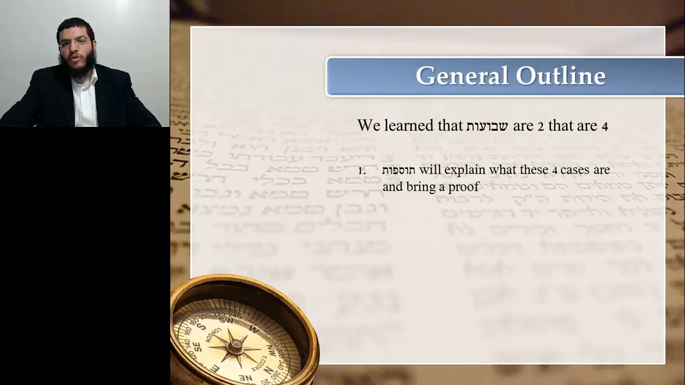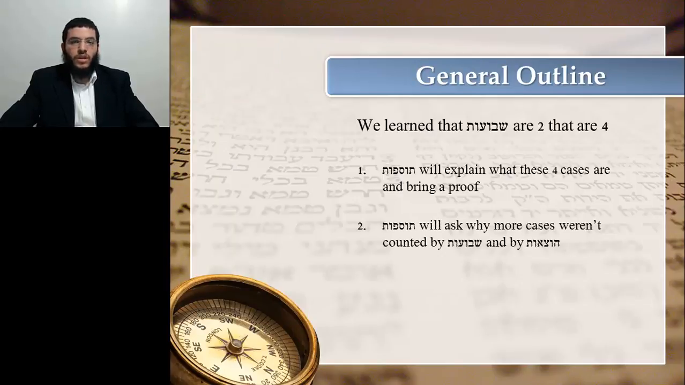Tosfos will tell us what they are and bring a proof, because there are actually other ways of learning what these cases are. And the second part of Tosfos is Tosfos will ask, why do we say that there are a total of four cases of Shavuos if we actually find that there are more? And same thing regarding Yitzias HaShabbos, we actually find additional cases. Why aren't they counted? Let's look at Tosfos now in the flowchart form.